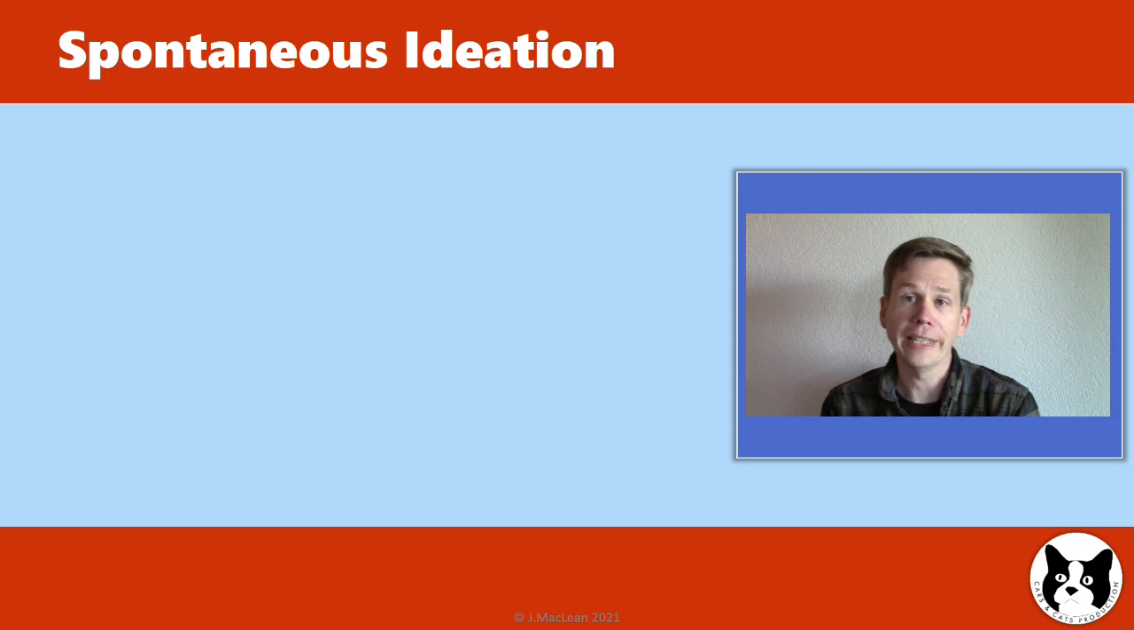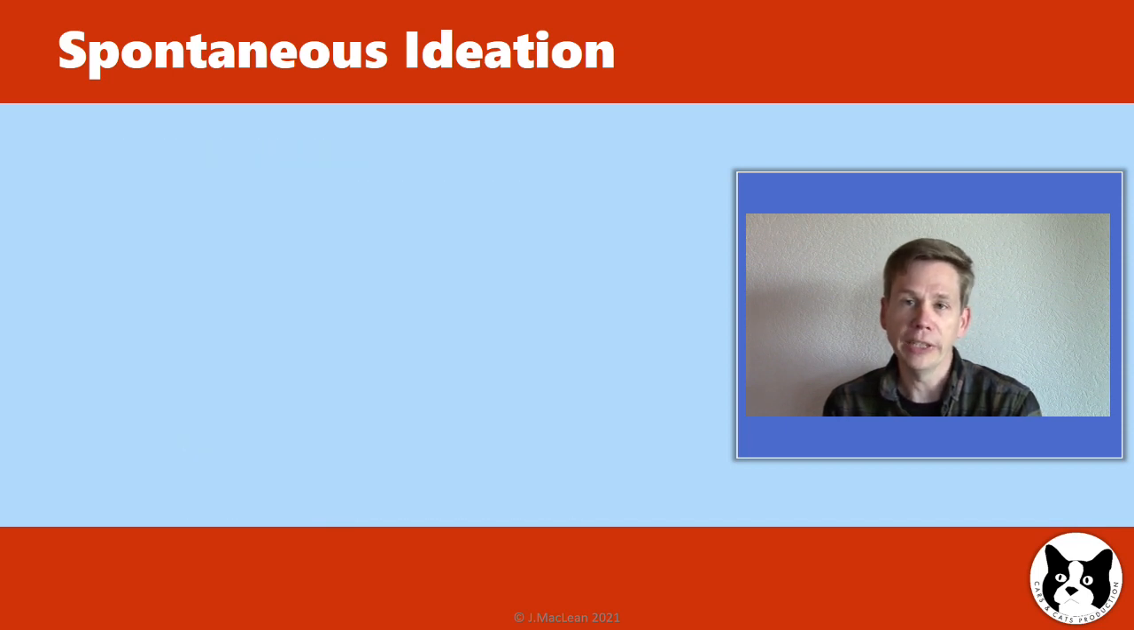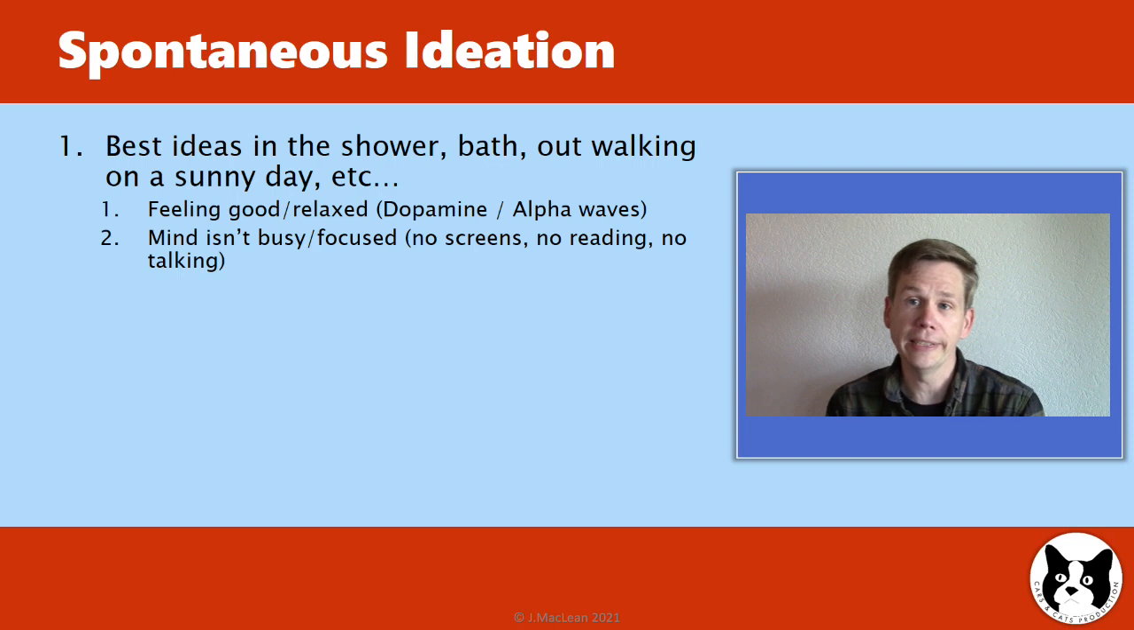So, spontaneous ideation. This is maybe what we think of in terms of an inventor. The most famous inventor probably is Archimedes, who had the eureka moment. Eureka meaning I have found it in ancient Greek. And he discovered displacement in his bathtub. So every day, many of us have great ideas, particularly in places like the shower or the bath or out when we're walking on a sunny day.